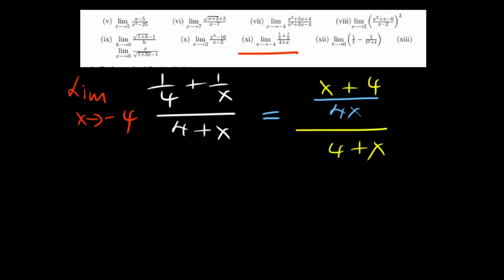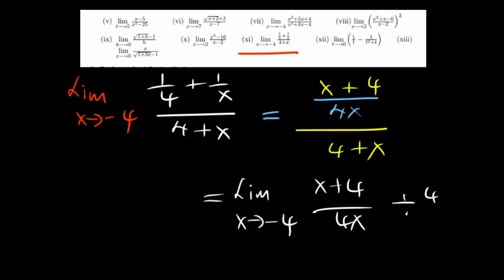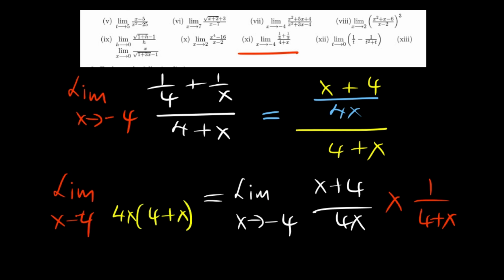Okay. So that can be written as, of course, don't omit the limit as I have. Don't just omit it. So at that point, what we have is the limit as x approaches -4. Now we have x plus 4 over 4x, and then we're dividing by 4 plus x. Dividing by something is as good as multiplying by the reciprocal. So that's as good as multiplying by 1 over 4 plus x. Which will just give us the limit as x approaches -4. For the denominator, we're just going to have 4x multiplied by 4 plus x. The top part, we have x plus 4. Okay.